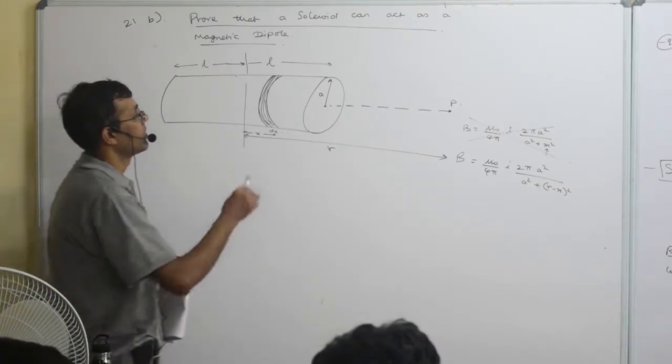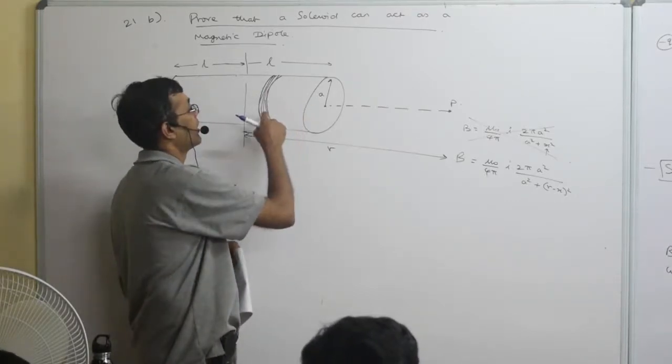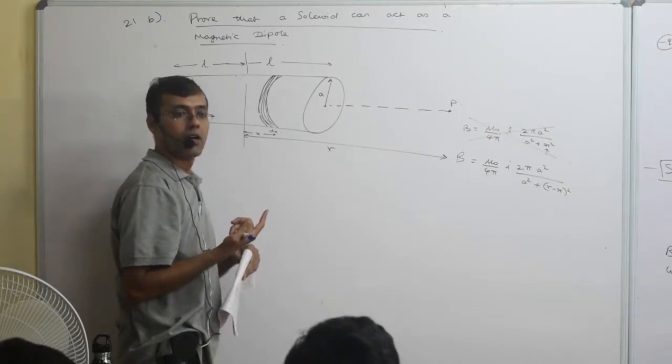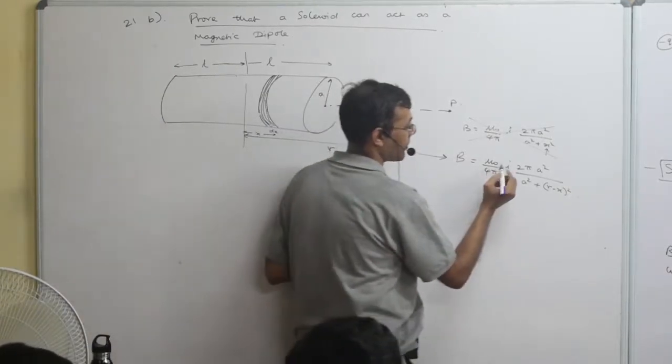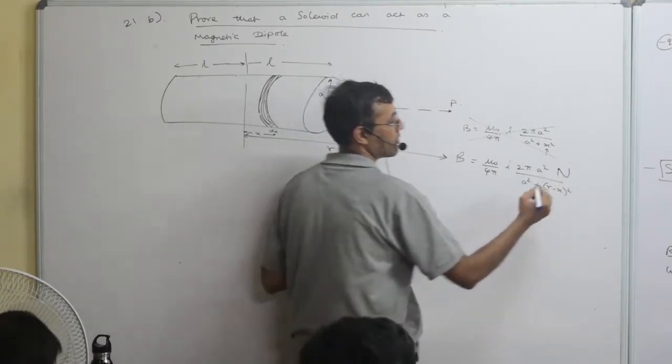But remember, I said it is only for one turn, right? If I had 100 turns in this small gap, what should I do? Multiply by 100. So that means I have to put a capital N here. Remember, N. I have to multiply by N number of turns.